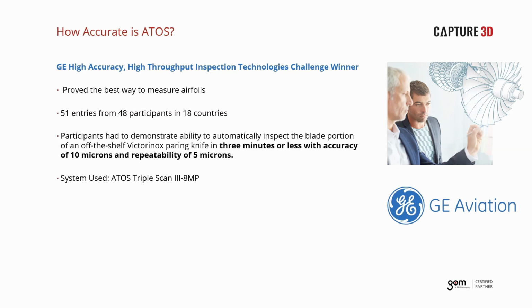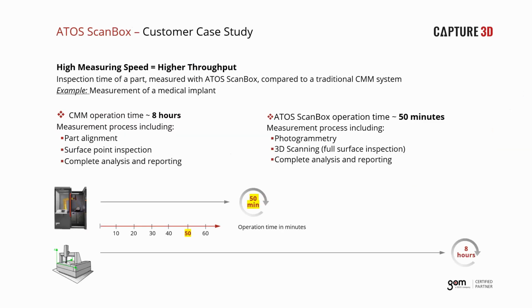But what about automated systems? Of course, they're faster, but are they still more accurate? Pairing an ATOS scanner with a robot does not change its accuracy, as it still relies on the system's optics for dimensional data, and at no time does it use the robot's encoders to supplement part measurement.